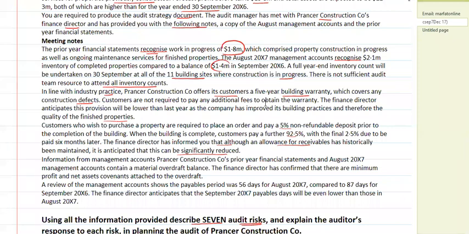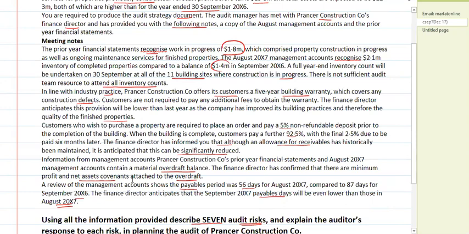Information from the management accounts, Frenzer Construction Company prior year financial statement and guest management accounts contain a material overdraft balance. The finance director has confirmed that there are minimum profit and net assets covenants attached to the overdraft. Covenants means conditions. A review of the management account shows the payable period was 56 days compared to the 87 days for the last year.